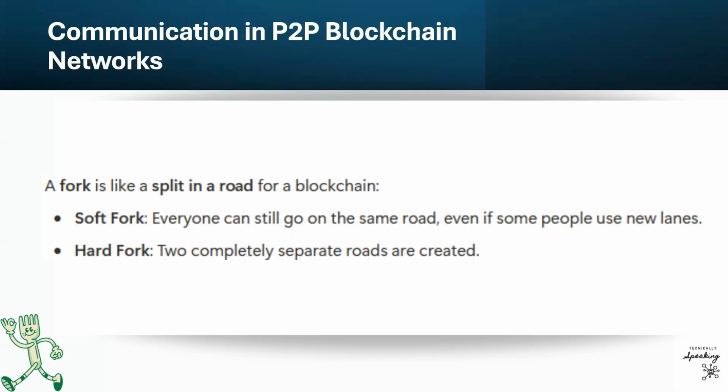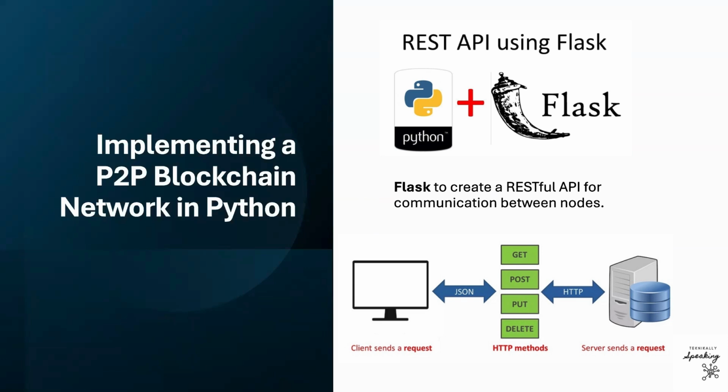I know we talked about a lot, but just in short, a fork is like a split in the road for a blockchain. Soft forks is where everyone can still go on the same road, even if some people use new lanes. And hard fork is two completely separate roads are created. Now let's implement a P2P blockchain network in Python.